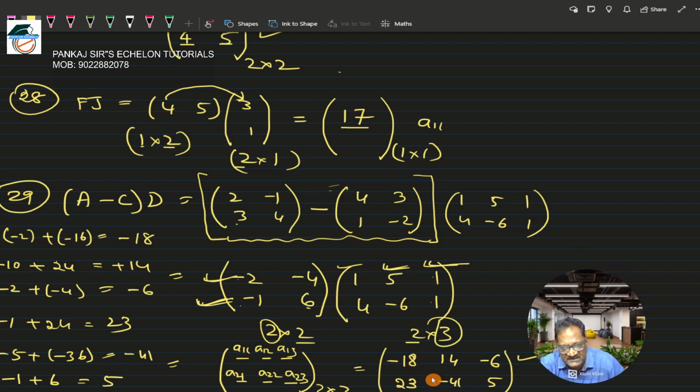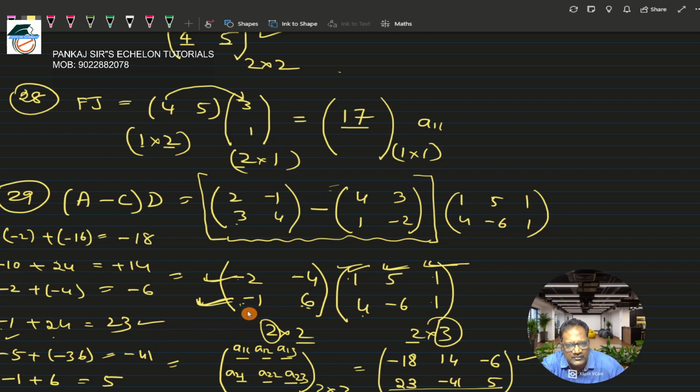This you will have to check. Okay, this one is not correct. Now this is what position? This is A21. This is something which has gone wrong. Let us check this. A21 means you'll have to go for the second row and the first column. So it will be minus 1 into 1 will be minus 1, plus 6 into 4 will be 24. Minus 1 plus 24 is 23. This is correct.